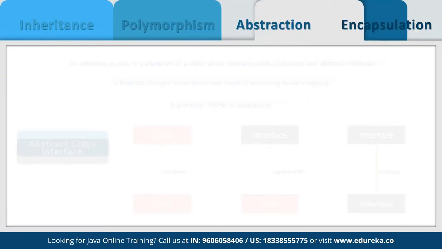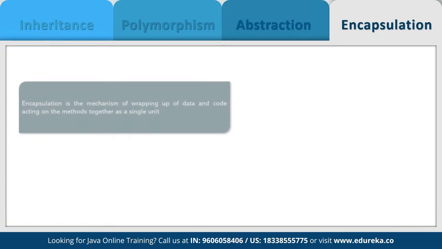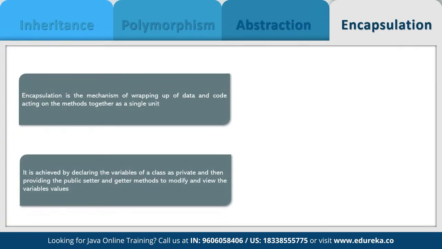If we move to encapsulation, yes. So what is encapsulation? Encapsulation is a mechanism to wrap up the data and the code acting on the data together as a single unit. So you are binding the member variables with the functions in Java, okay? What is a class? A class consists of properties and behavior, right? Properties are nothing but variables. Behavior is nothing but functions. So how do you bind the variables and functions? It is through encapsulation. It is a mechanism of wrapping the data and code acting on the data together as a single unit.